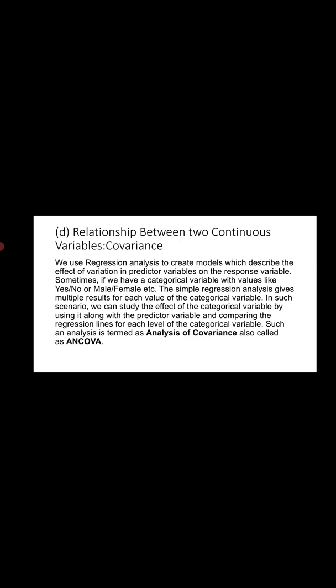Sometimes we have a categorical variable with values like male or female, yes or no, etc. Here a simple regression analysis gives multiple results, more than one result, for each value of the categorical variable. In such a scenario we can study the effect of the categorical variable by using it along with the predictor variable, and compare the regression lines for each level of the categorical variable. What is the meaning of the categorical variable?